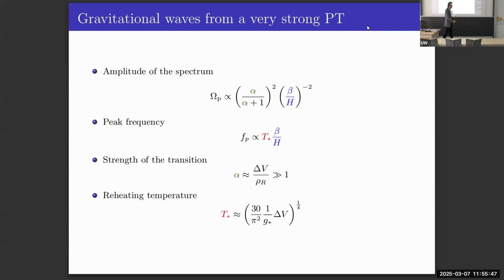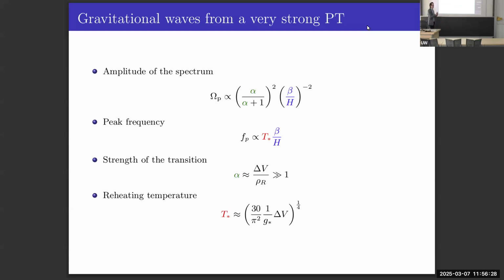So I will specify that I will only be looking at very strong phase transitions. The reason for that is that, very generically speaking, the amplitude of the spectrum would scale like this. This is alpha over alpha plus 1, to power 2, but essentially this is the abundance of the source. You will see this in the literature, but this is essentially rewriting vacuum energy over the total. So this is what, of course, controls the amplitude. And the other thing is, of course, the appropriate scale, also to power 2.